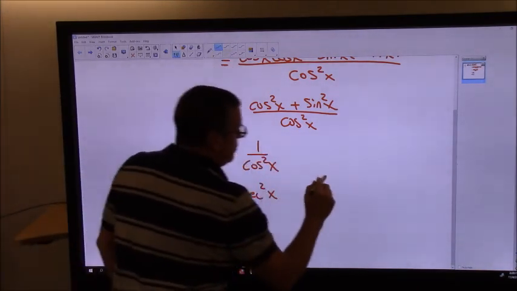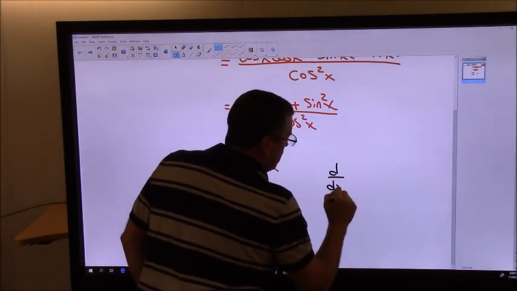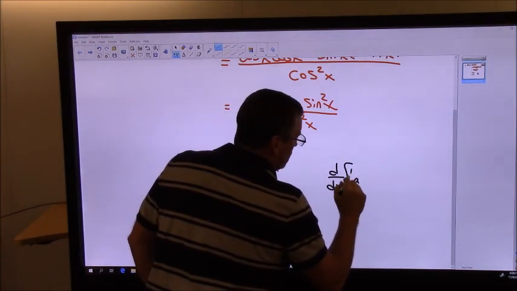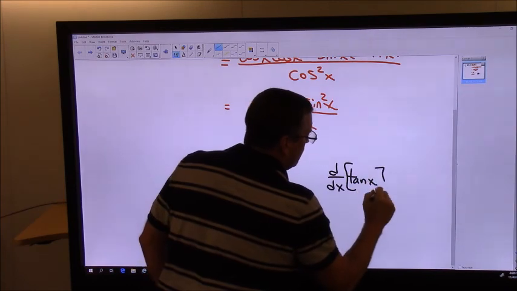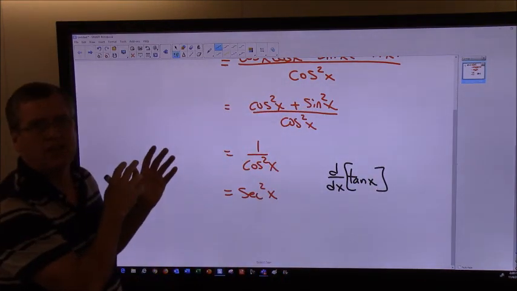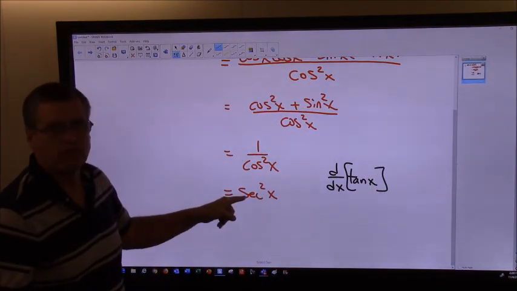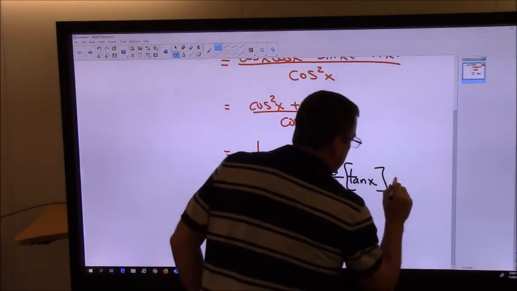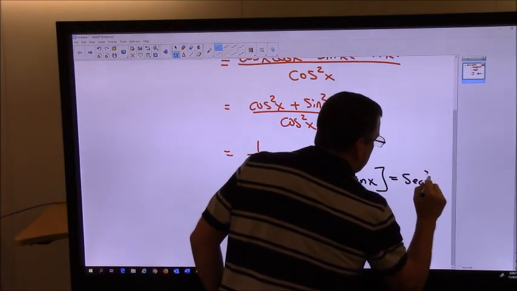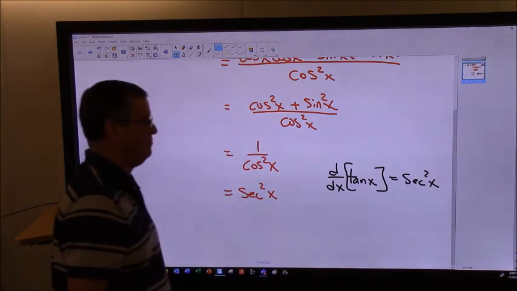So that now means to us that whenever I take the derivative of a tangent of x, I'm not going to go through this process again. I'm just going to remember the answer. This is a secant squared of x.